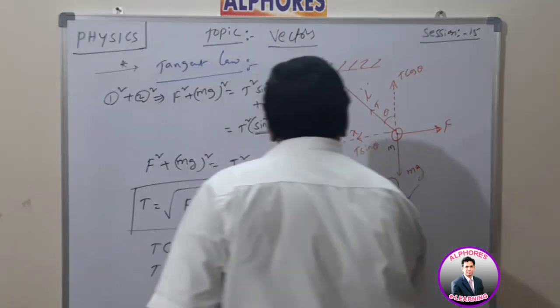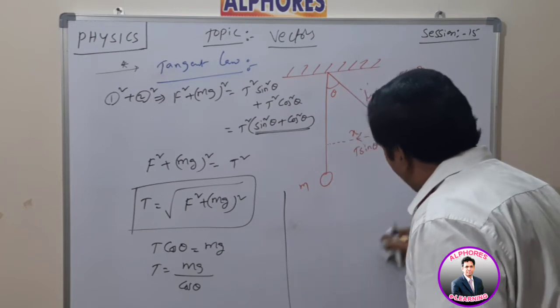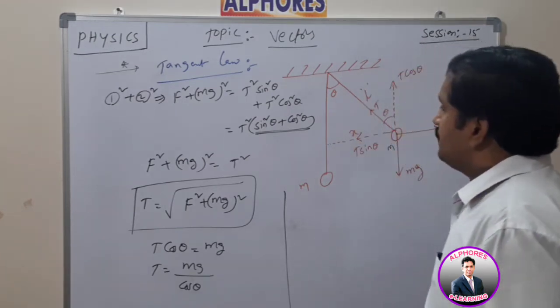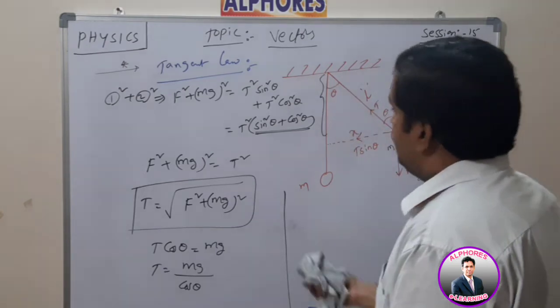Now listen carefully. All of you try to understand how to find this value. From this diagram, what about this cos theta value? What is the value of this one? Yeah, please tell me.